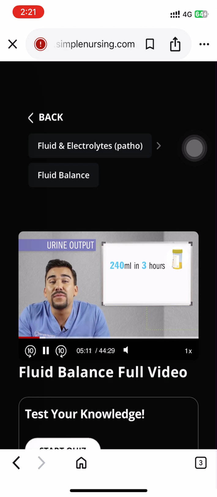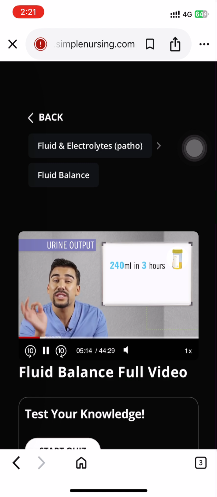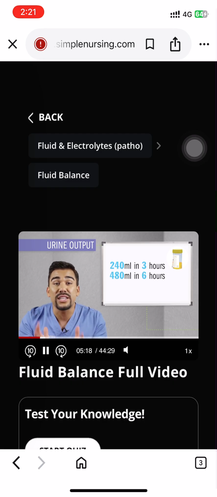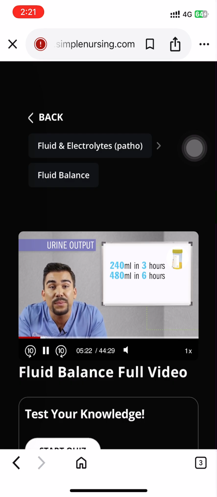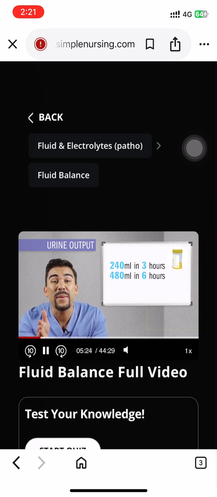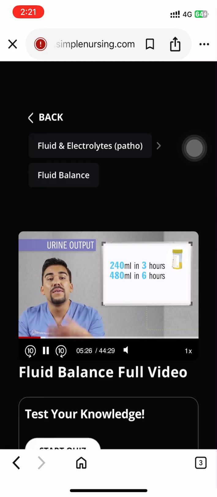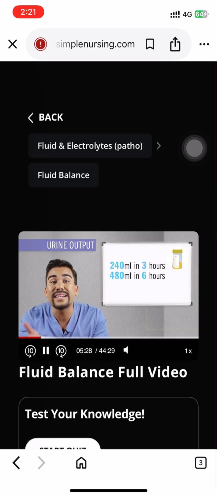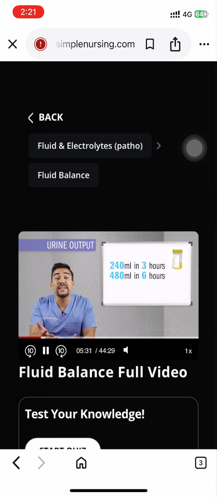Now the minimum amount of urine per day that is needed to excrete toxins and waste is between 400 to 600 mLs. So guys, if your patient is not having urine output for at least 240 mLs in 3 hours, or 480 mLs in 6 hours, or basically a half a liter halfway through your nursing shift, well guys, there's a huge problem. Your patient should be excreting almost about a liter through a 12-hour shift.